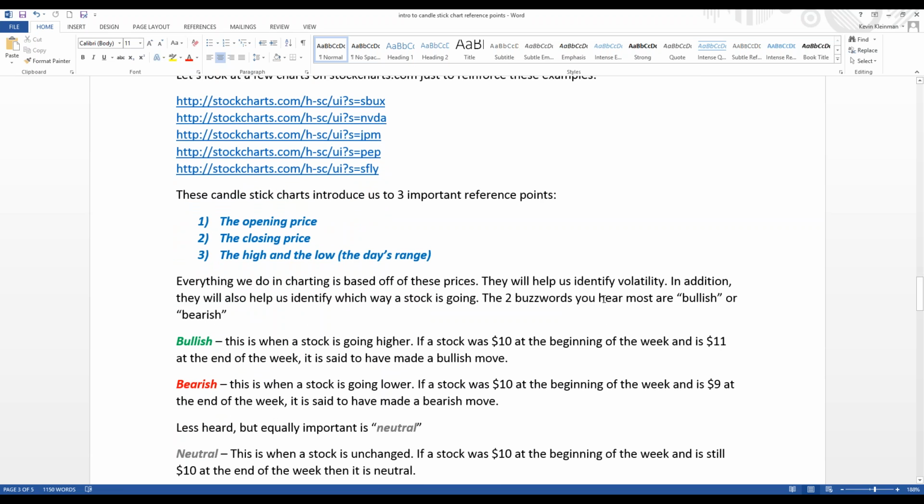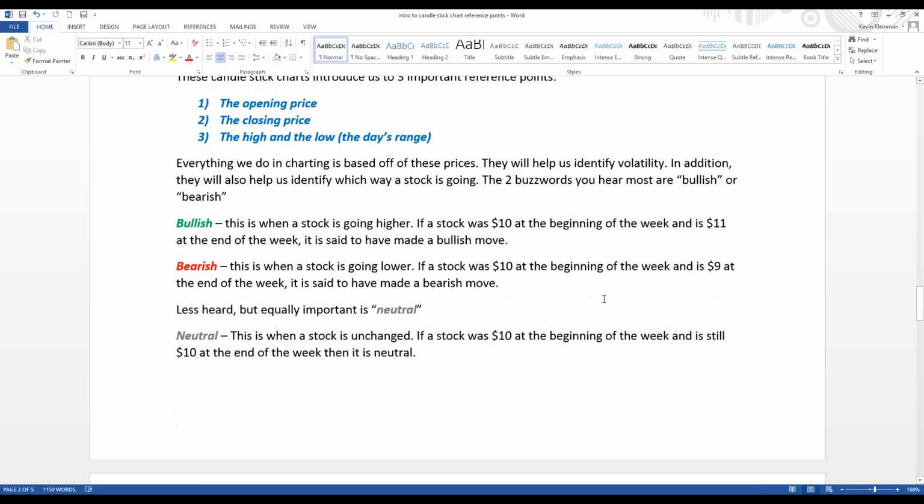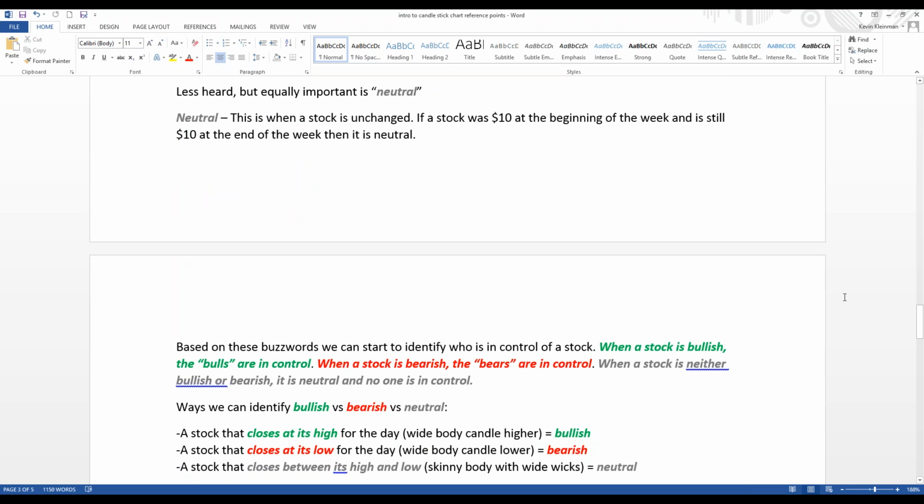Now, less heard but equally important is the term neutral. Neutral is when a stock is unchanged, meaning it was 10 at the beginning of the week and now it's 10 at the end of the week. That means it was neutral. Nobody was really in charge. Based on these buzzwords, we can start to identify who is in control of a stock. So when a stock is bullish, the bulls are in control and it's going higher. When it's bearish, the bears are in control and it's going lower. When it's neither bullish or bearish, it's neutral and no one has a clear advantage.